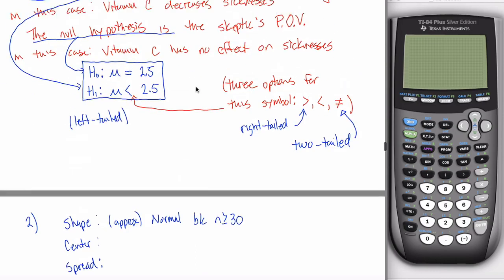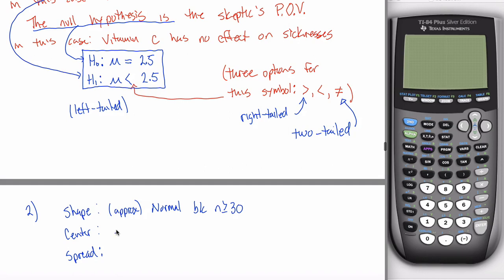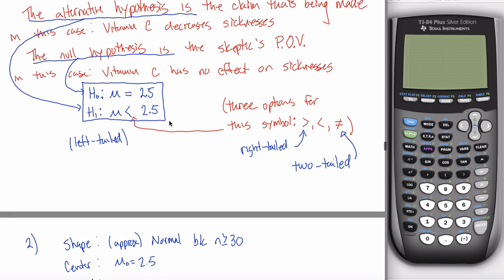What about the center of the distribution? Okay, first the short answer. We have 3 different notions of average. How am I ever going to know which one to use for the center? It's mu naught. If you want to just say the center is mu naught, in this case it's 2.5, we're good. There's technically a little bit more to it than that, but as far as your grade, you write this, we're 100% correct.